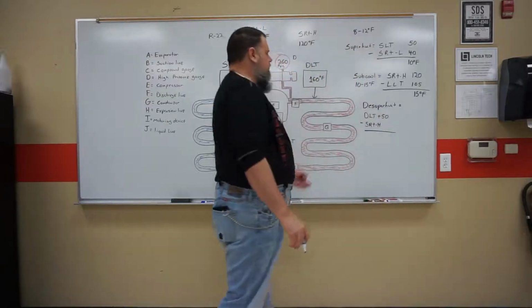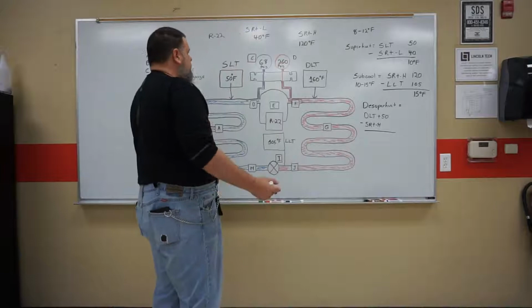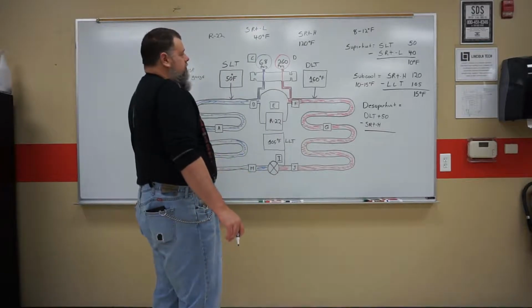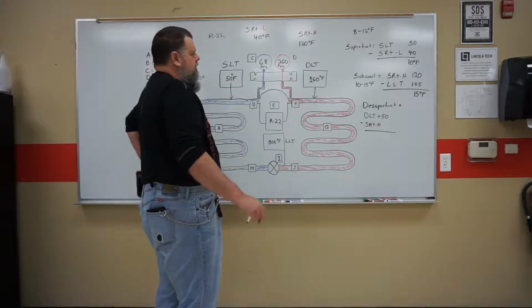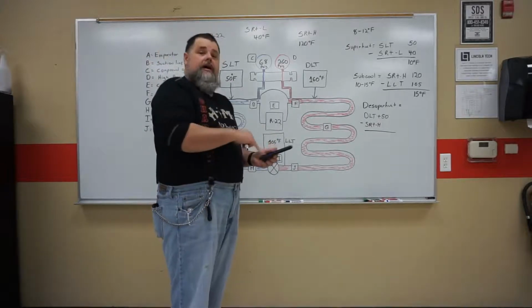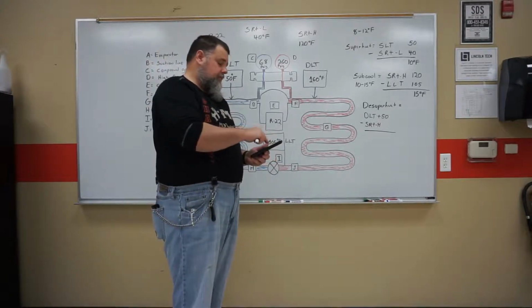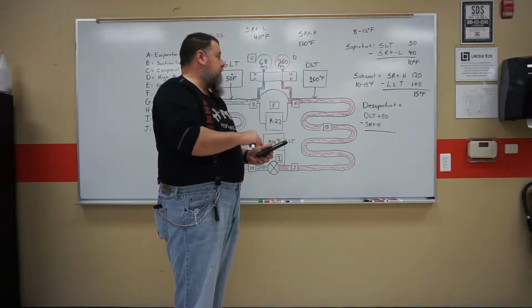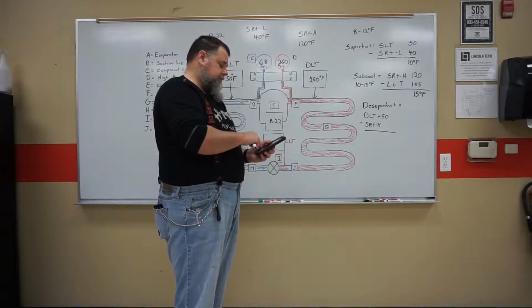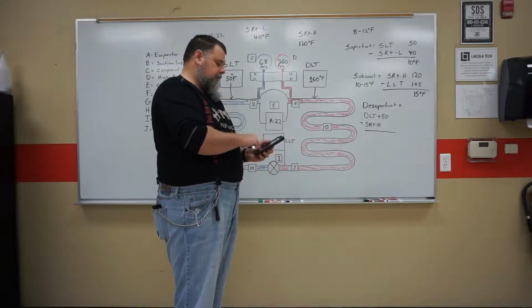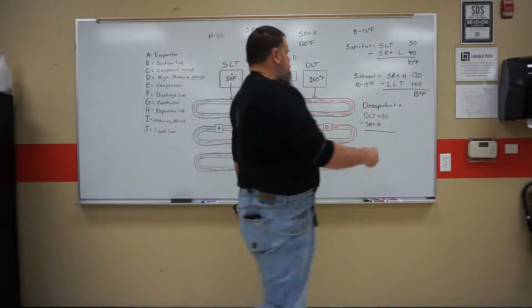So let's see what we got on the de-superheat. Discharge line temperature is 160 plus 50. I believe that's 210 if I'm not mistaken. It's Friday, so brain doesn't work as fast, so I'm always going to back myself up with my calculator. So we said right here we got 160 plus 50, 210.